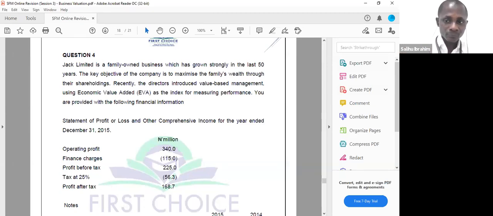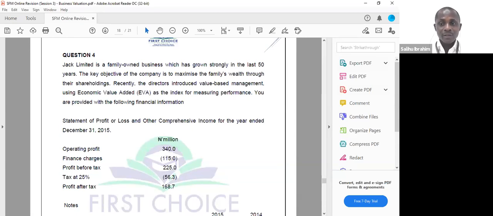Jack Limited is a family-owned business which has grown strongly in the last 50 years. The key objective of the company is to maximize the family's wealth through their shareholdings. Recently, the directors introduced value-based management using economic value added, EVA, as the index for measuring performance. You are provided with the following financial information: statement of profit or loss and other comprehensive income for the year ended December 31, 2015.